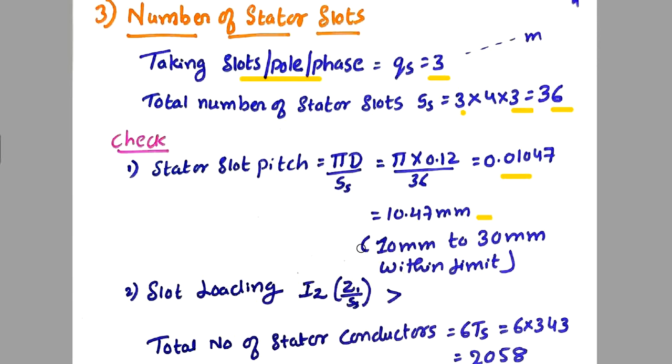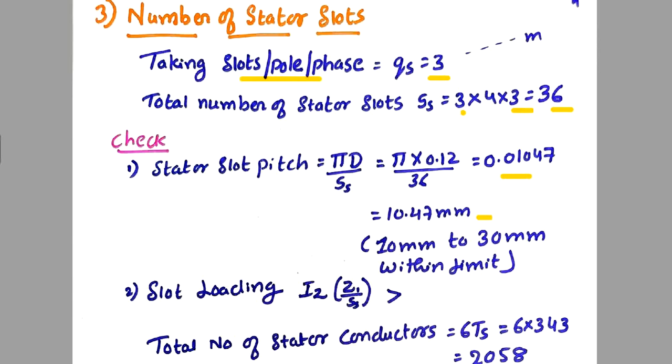So here in this problem they have taken the slot pitch in between 10 mm to 30 mm. So here the slot pitch is within the limits. So this number of slots is acceptable. 36 is acceptable. If my slot pitch is below 10 mm or above 30 mm, then it is not acceptable. Then you need to take 4. Now it is in the range 10 mm to 30 mm. In general, in textbook, it has been taken as 10 mm to 30 mm. In general, we will take it as 15 mm to 25 mm.